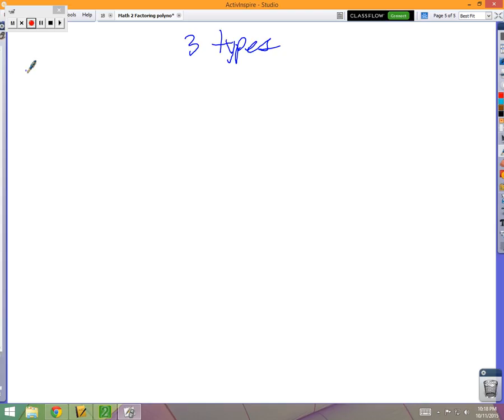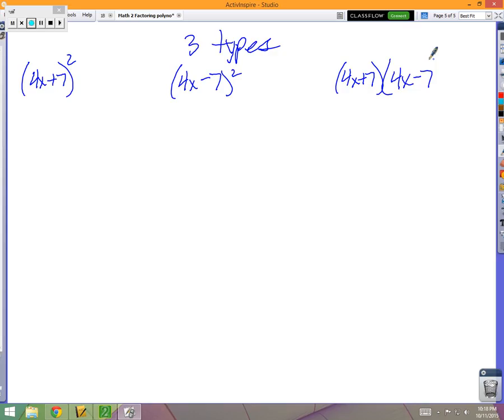But type number 1, if we have like 4x plus 7 squared, type number 2 would be like 4x minus 7 squared, and then type 3 would be if you have one of each, a 4x plus 7 and then 4x minus 7. Okay, so I'm going to go ahead and work them out the long way and then show you how the shortcut works.